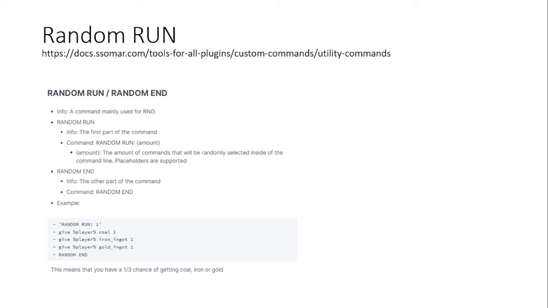Okay, let's see an example. Random run 1, we have 3 options, a random end. That means the random run will take 1 command between those, and because we have 1 option over 3, that is the chance of getting each command. That's why at the bottom you can see that it says, this means that you have a 1 over 3 chance of getting coal, iron, or gold.